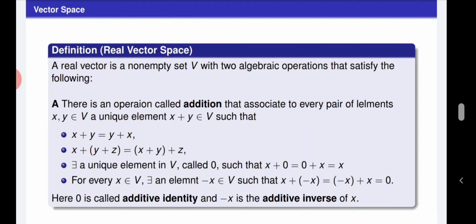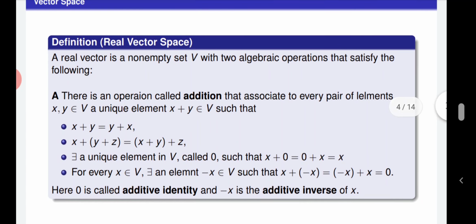There exists a unique element in V called 0 such that x plus 0 is equal to 0 plus x is equal to x. For every x belongs to V, there exists an element minus x belongs to V such that x plus (minus x) is equal to (minus x) plus x is equal to 0. Here 0 is called the additive identity and minus x is the additive inverse of x.